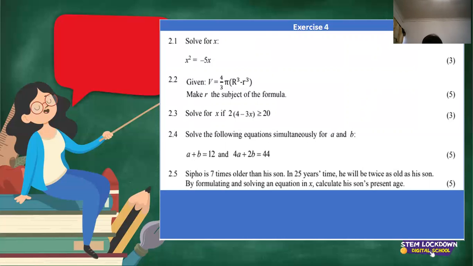Okay, the next one: Sipo is 7 times older than his son.